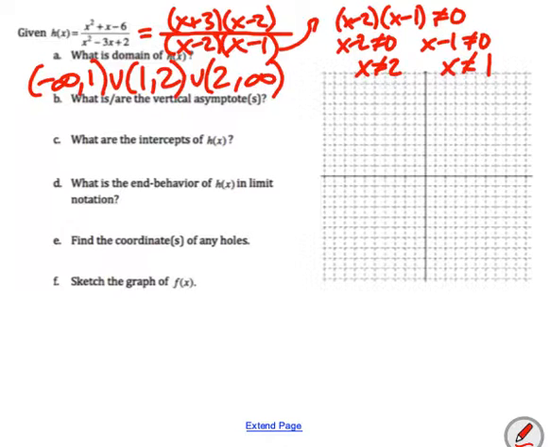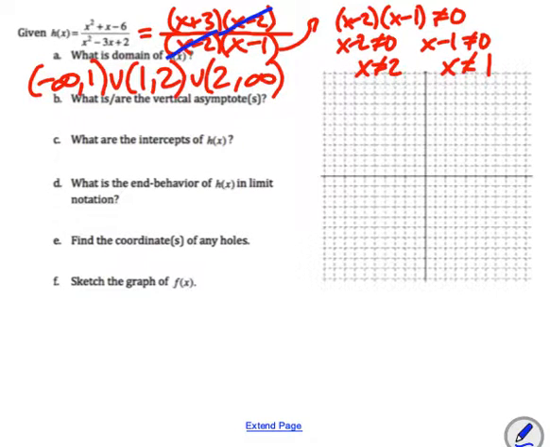Vertical asymptotes also come from domain issues. We have two different points here, when x is equal to 2 and when x is equal to 1, but there are actually two different things going on there. They're both domain restrictions, but they show up a little bit differently on the graph. The reason for that is that once we get this domain figured out, we can go back and simplify this function.